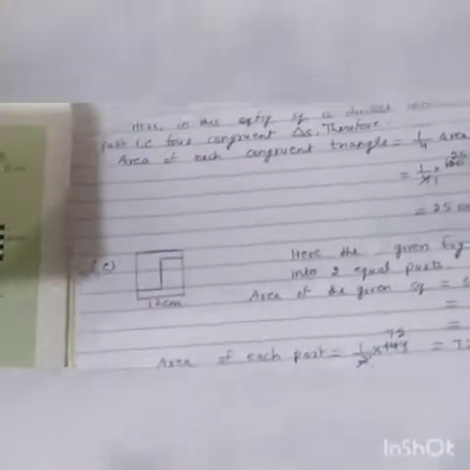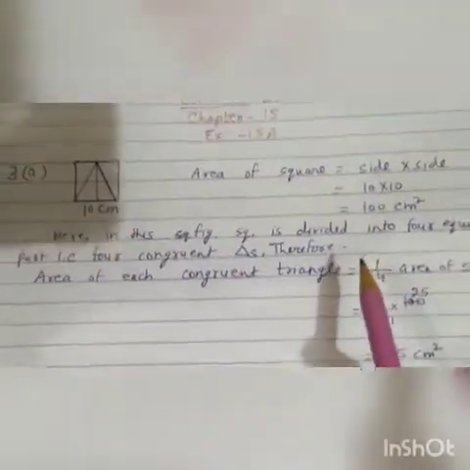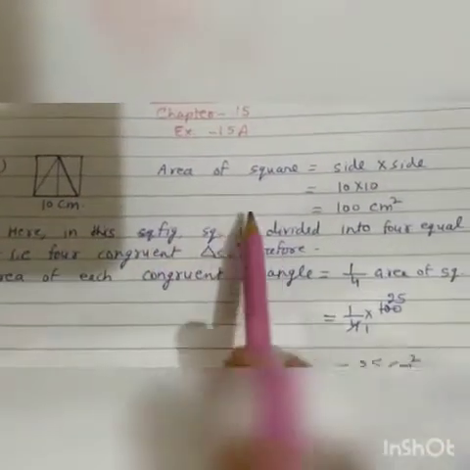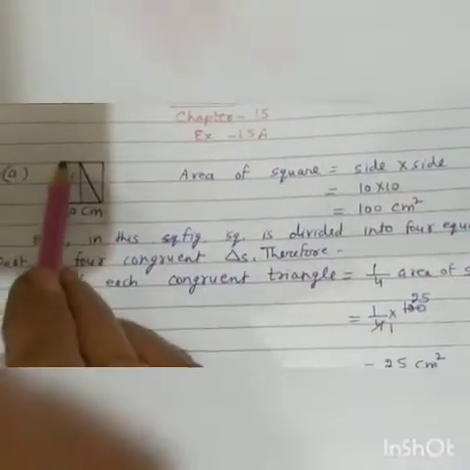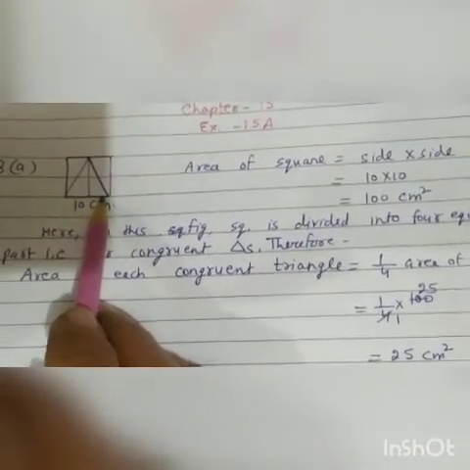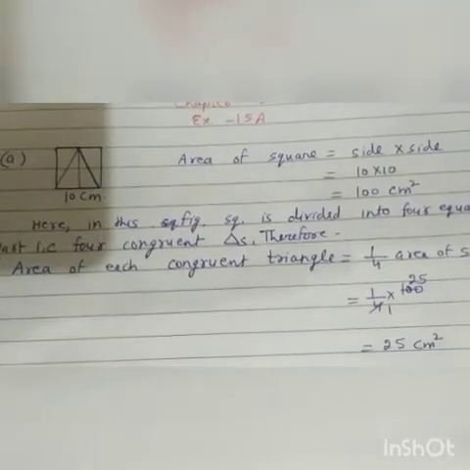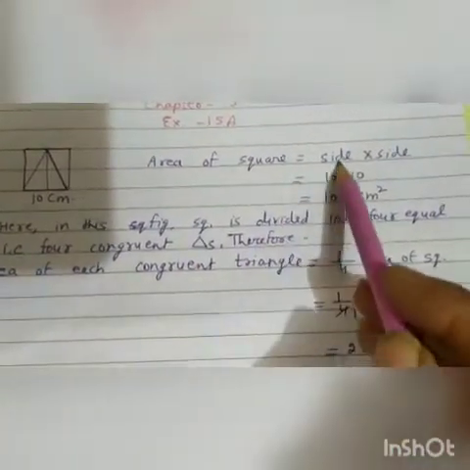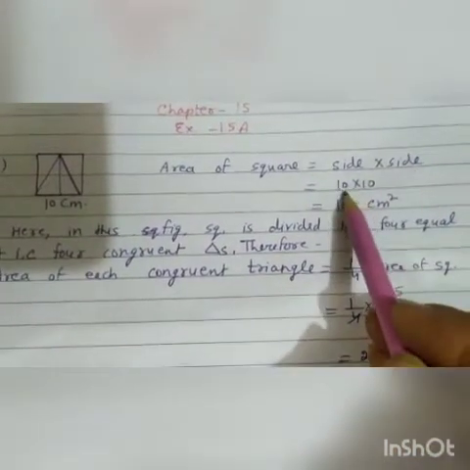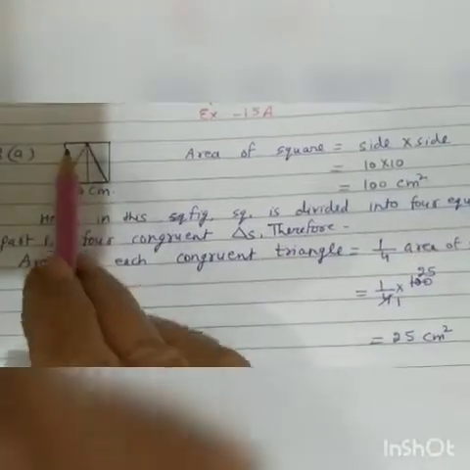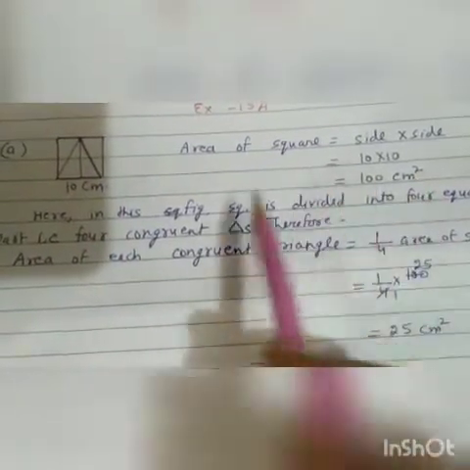See here, I have drawn the figure. Area of the square, here this is the square given. The side of this square is 10 centimeter, and we know that in a square all 4 sides are equal. Area of a square is equal to side into side, so 10 into 10 is 100 centimeter square, means the area of this square is 100 centimeter square.